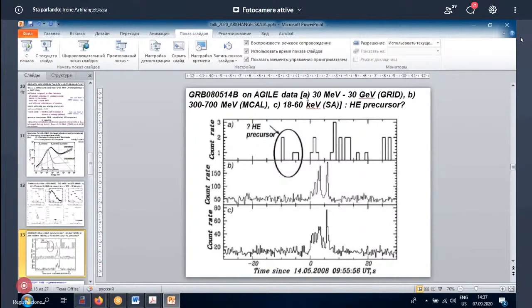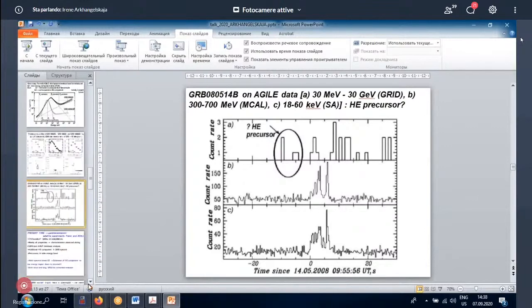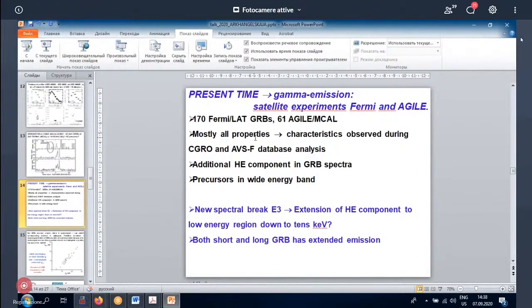During the AGILE experiment, several high energy precursors were registered in preliminary results. For example, for GRB 080514B in the energy band up to 30 GeV. Now approximately 170 GRBs are detected by Fermi and 41 by AGILE. Mostly all properties correspond to characteristics observed during CGRO and AVS-F database analysis, but the additional component in GRB spectra is observed somewhat more often than in previous experiments.